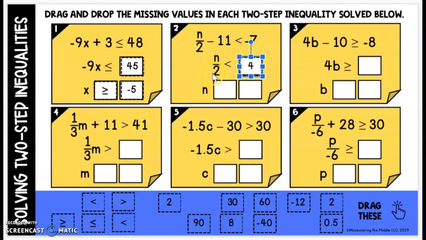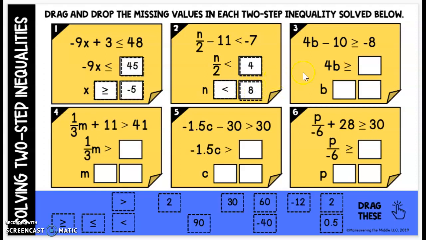N divided by 2. If I'm dividing, my inverse operation is multiplication, so I need to multiply by 2. I multiply this side by 2, and I multiply this side by 2. 4 times 2 is 8, and I just pull my sign down because my variable is not being multiplied or divided by a negative number. And this is the solution for 2.